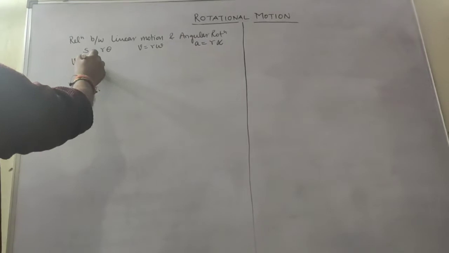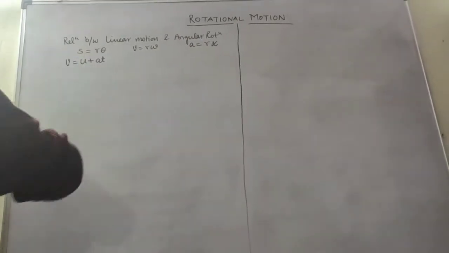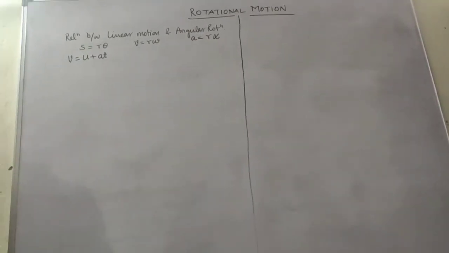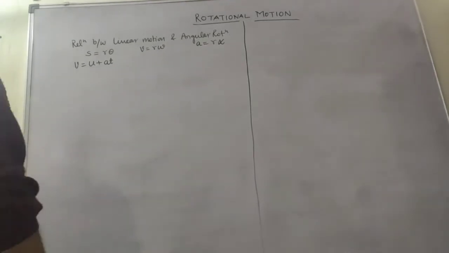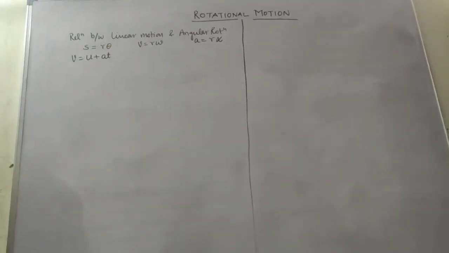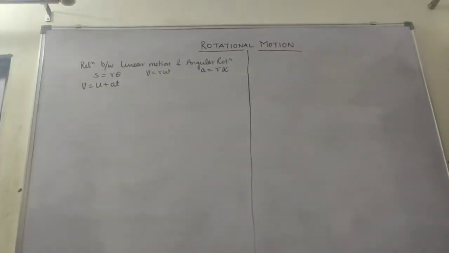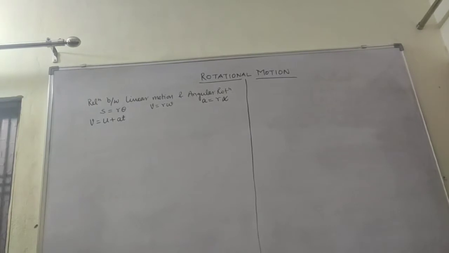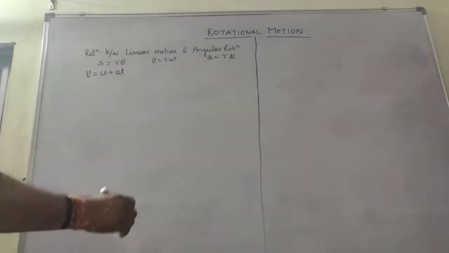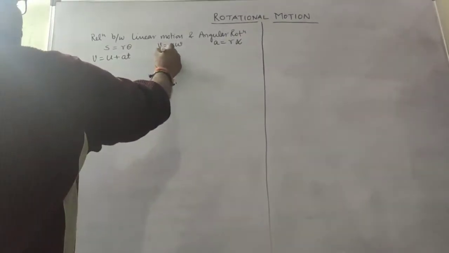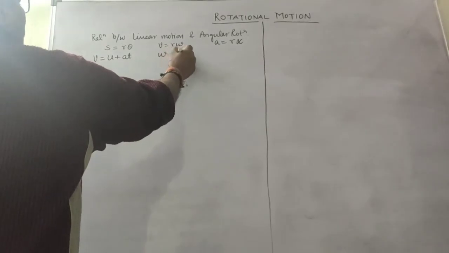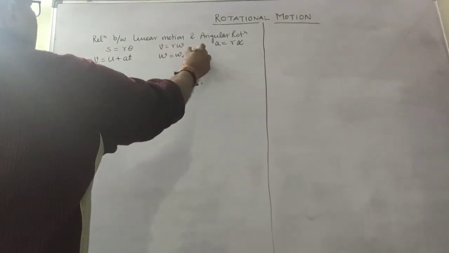Now, as you know, V is equal to U plus AT. This is the equation of motion as applied in linear motion. Now here it is linear velocity, now we will use angular velocity. Initial angular velocity will be taken as omega naught, and final angular velocity will be taken as omega. So it becomes omega is equal to omega naught plus alpha t.